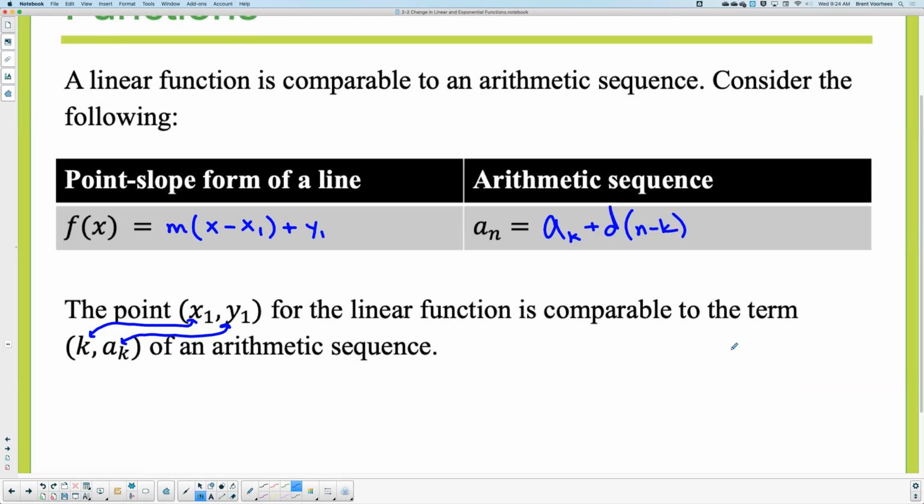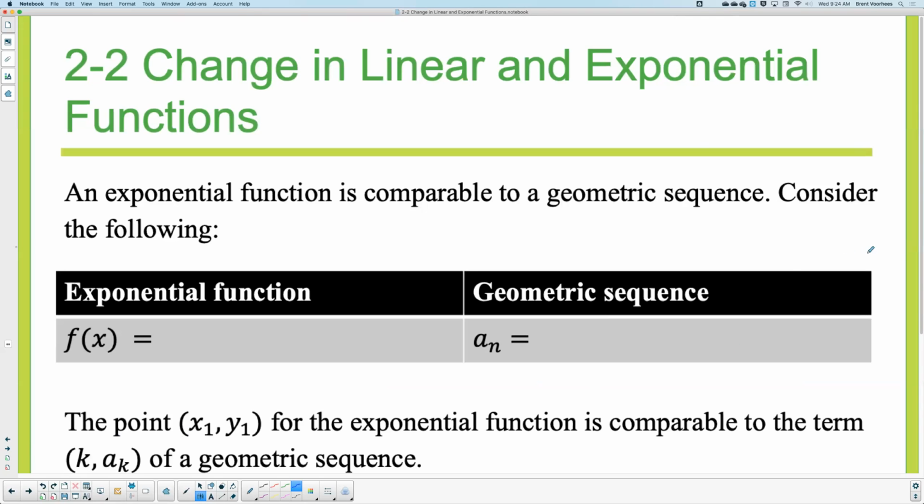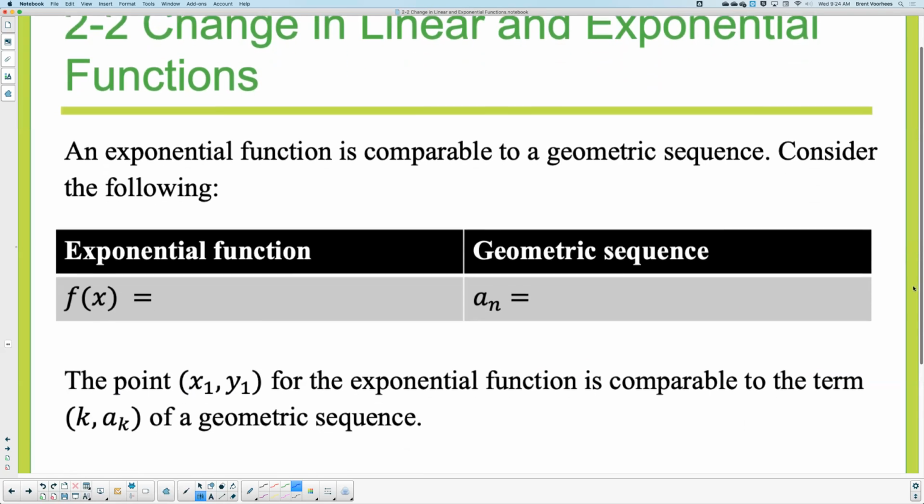Now remember, the domain is going to be different because a sequence is not continuous. I don't know if y'all remember that. You don't have middle terms, you have only integer terms. Okay, so now let's look at an exponential function.